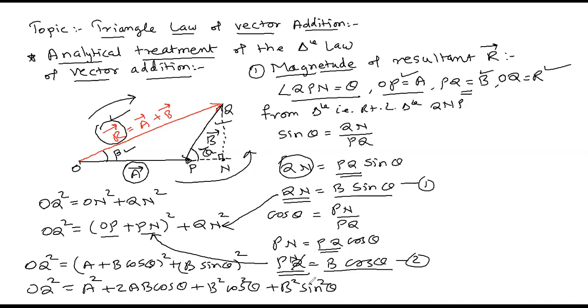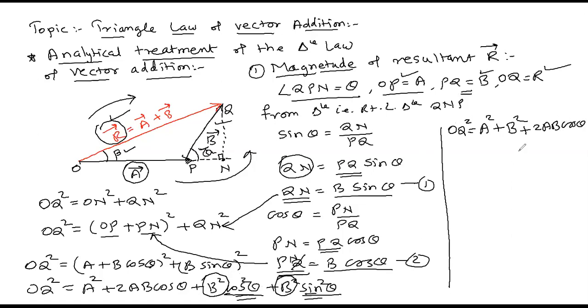B square sin square theta. So again I will use here the identity sin square theta plus cos square theta is equal to 1, because here also B square you are having, and here also B square you are having. Okay. So finally we get this equation as OQ square is equal to A square plus B square, because sin square theta plus cos square theta is equal to 1, plus twice AB cos theta. What is OQ? OQ is nothing but R.